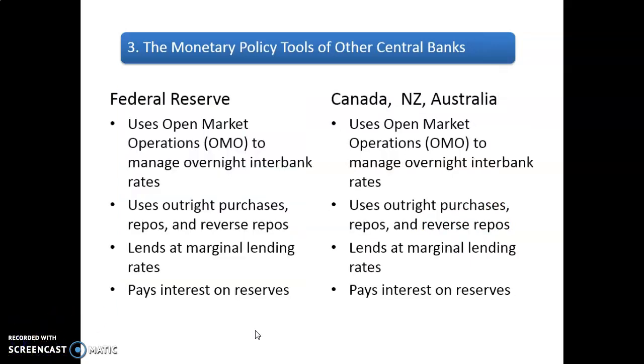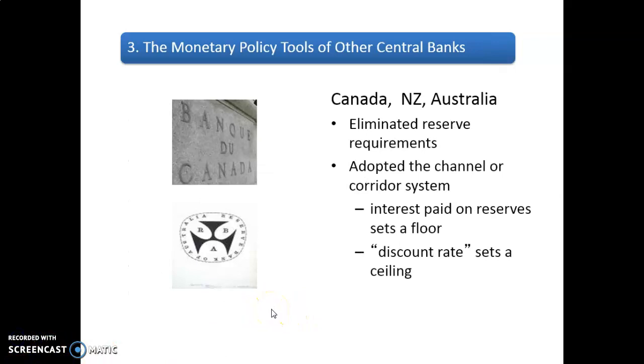And when we compare the Federal Reserve Bank with the central banks of Canada, New Zealand, and Australia, again, we see very similar monetary policy tools in their usage. One difference is that in Canada, New Zealand, and Australia, they have eliminated reserve requirements, and the way they manage reserves and monetary policy is they use the channel system, where interest is paid on reserves, and that sets a floor, and then the discount rate for borrowing sets a ceiling. And so by moving those two levers, they basically control the reserves.